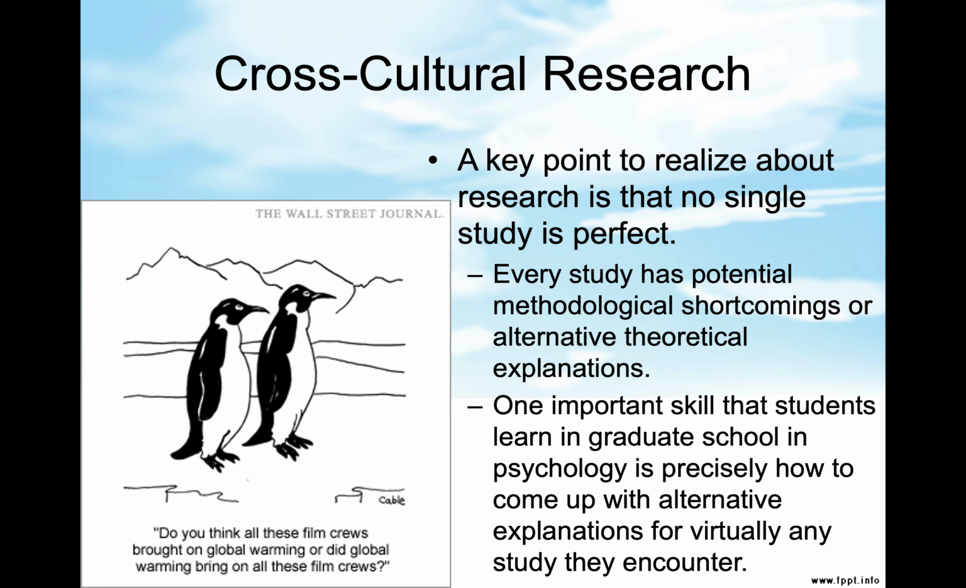A key point to realize about research is that no single study is perfect. Every study has potential methodological shortcomings or alternative theoretical explanations. One important skill that students learn in graduate school in psychology is precisely how to come up with alternative explanations for virtually any study they encounter. This is one of the reasons why we're teaching you to read research articles and to be cynical about the research article. Is this true or is this not true?